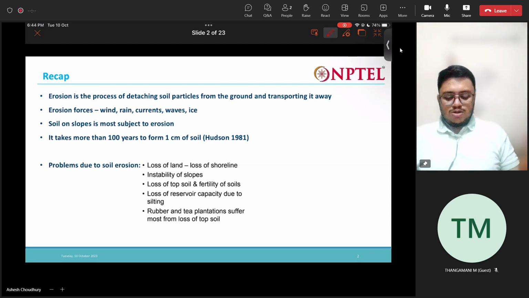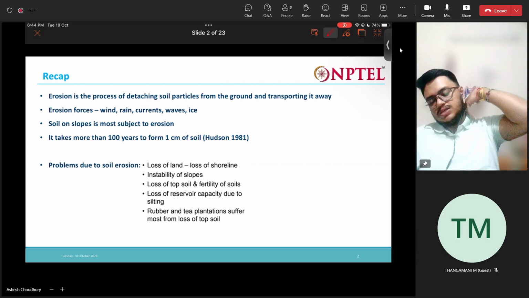Then you have slope instability, loss of topsoil, and fertility of soil is also hampered. Then loss of reservoir capacity due to silting. Reservoir capacity means what? Say you have a dam. Okay, you constructed a dam reservoir. So what happens? This river is carrying a lot of silt from the upstream side. When the river flows, it carries silt from the nearby river banks with it, and that silt gets deposited as the river comes down, in the downstream portion.